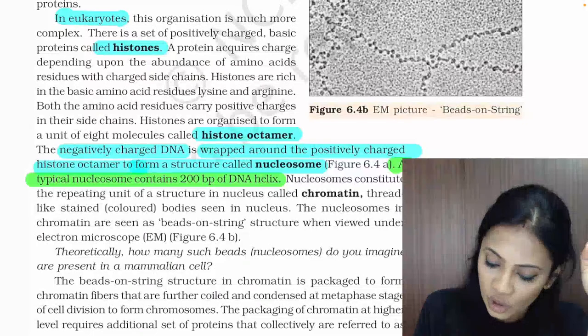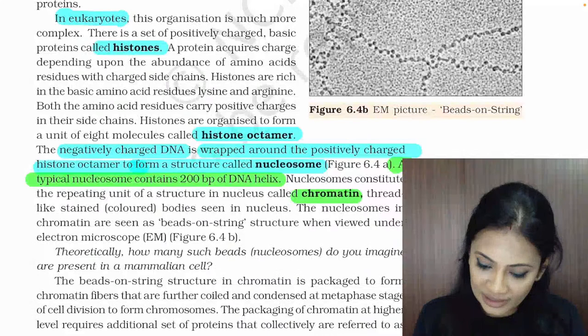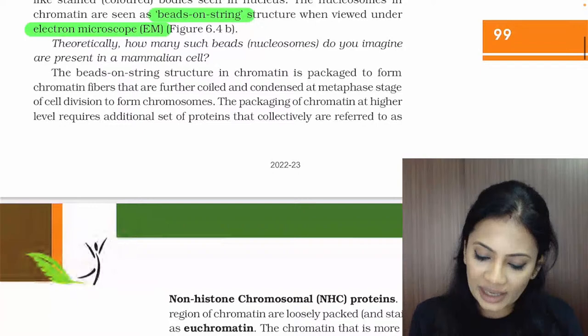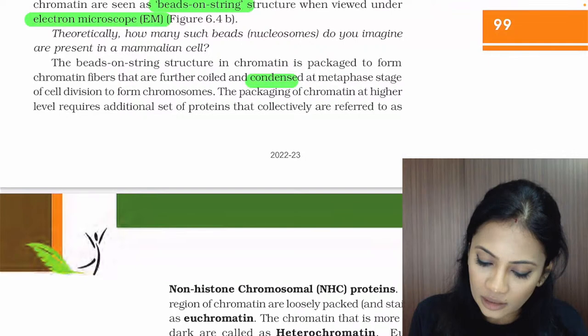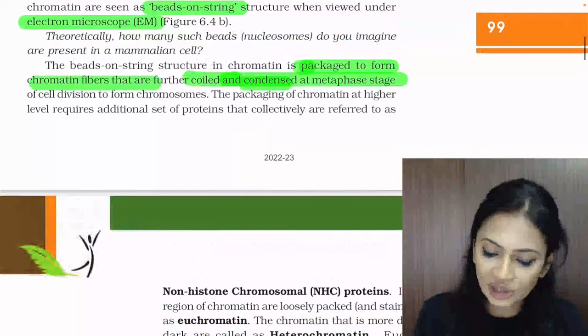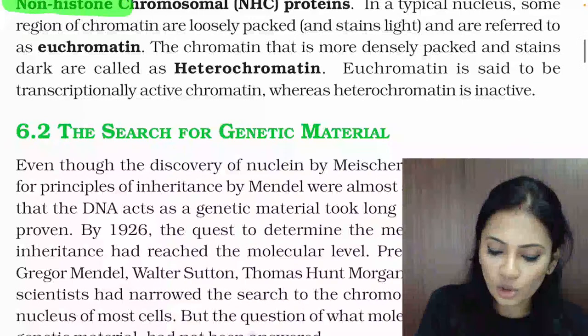Chromatin. All the nucleosomes repeating is called chromatin. All right. And it is seen as a beads on a string structure when viewed under an electron microscope. Now we see that they can be condensed. Beads on a string is packaged to form chromatin fibers. They are coiled and condensed at metaphase. Also, some additional proteins called non-histone chromosomal proteins are used for packaging.